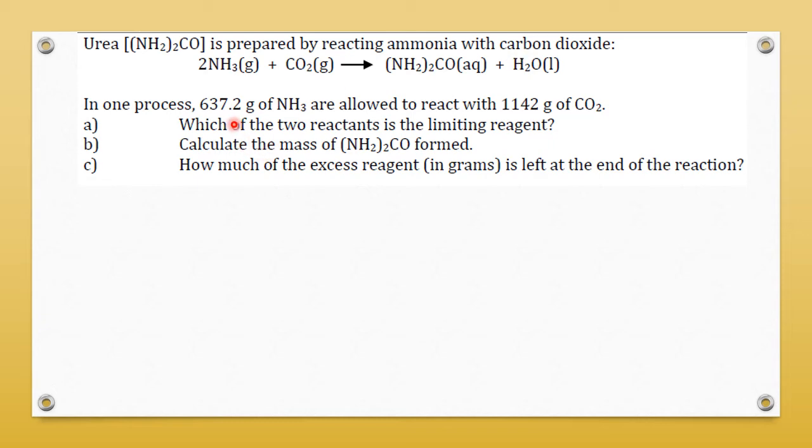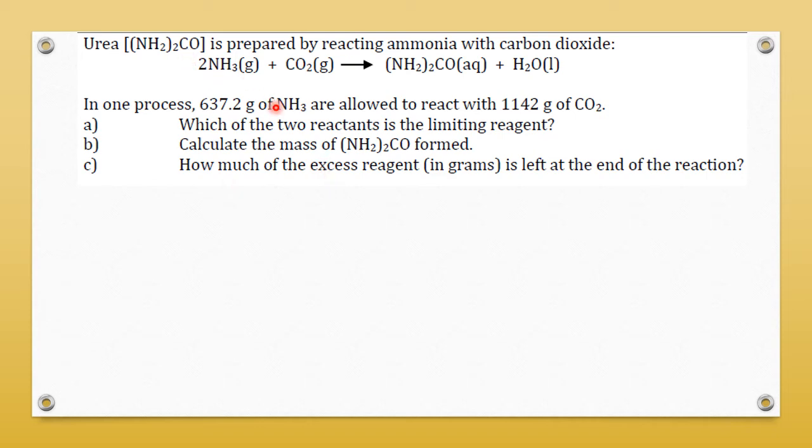So in one process, 637.2 gram of ammonia are allowed to react with 1142 gram of carbon dioxide. Question A, we want to find which of the two reactants is the limiting reactant. Question B, we're going to calculate the mass of the product, which is urea. And then C is how much excess reactant is left.